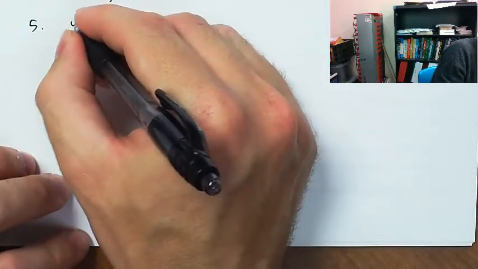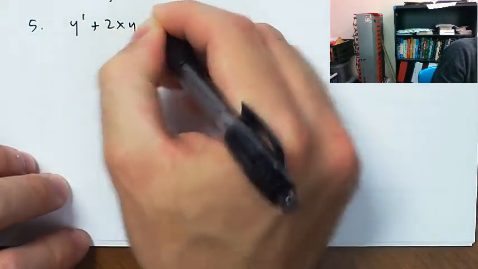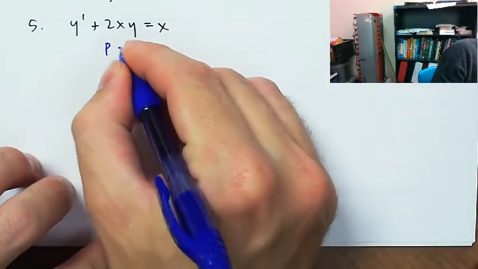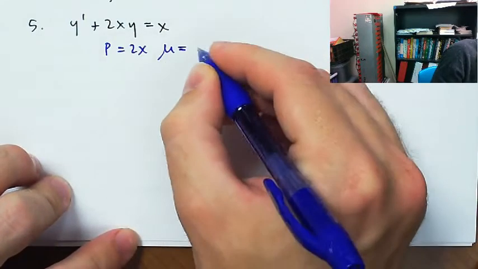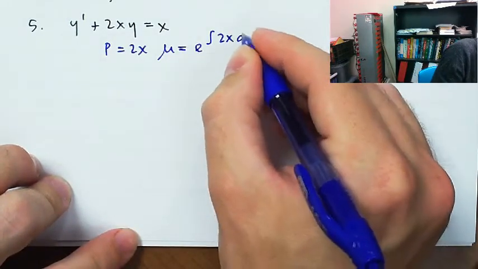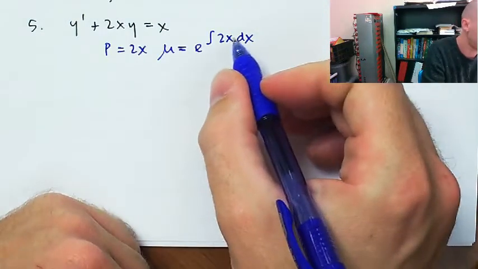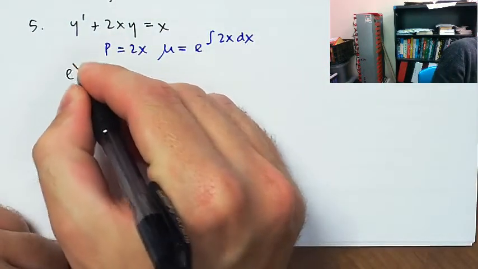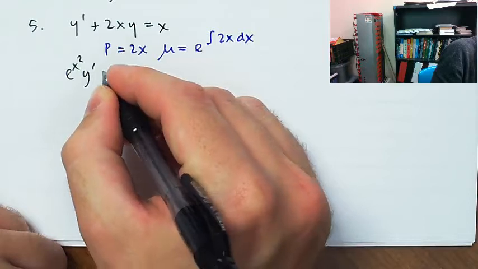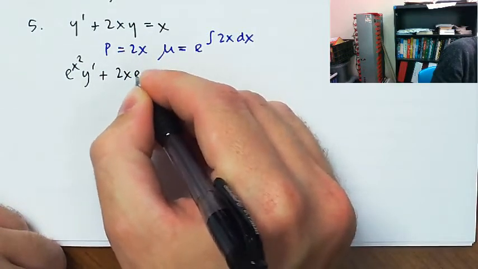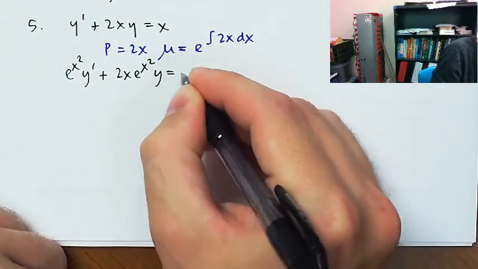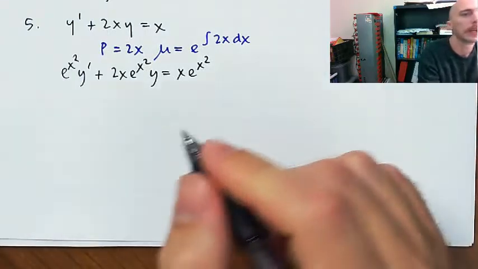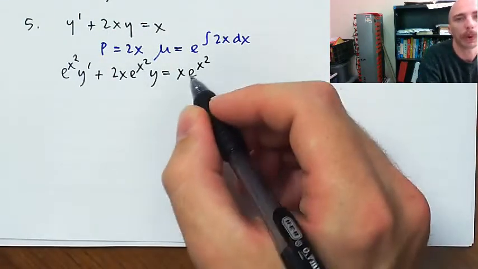Alright, so this would be y prime plus 2xy equals x. Okay, p equals 2x. My integrating factor is going to be e to the antiderivative of 2x, so that's going to be e to the x squared. So y prime plus 2x e to the x squared multiplied by y is equal to x e to the x squared. Yeah. And I can see what this is going to require, u du.